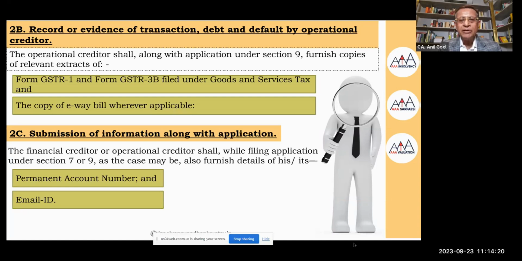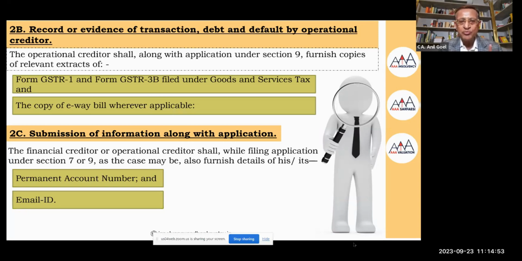Now, e-way bill, GSTR 1, GSTR 3B has to be part of the application as per the earlier inserted regulations 2B and 2C. It also said that the permanent account number and the email ID must be mentioned, because that is required for service of the applications, so that the other party can represent and the time is saved.